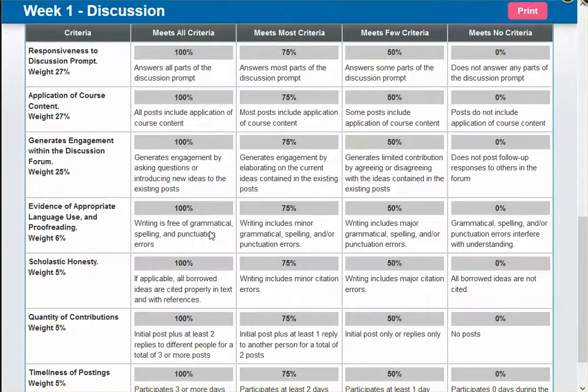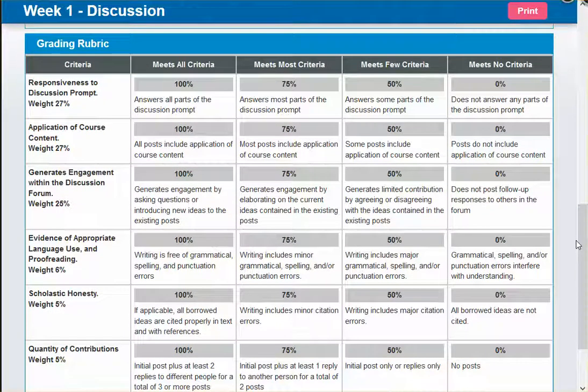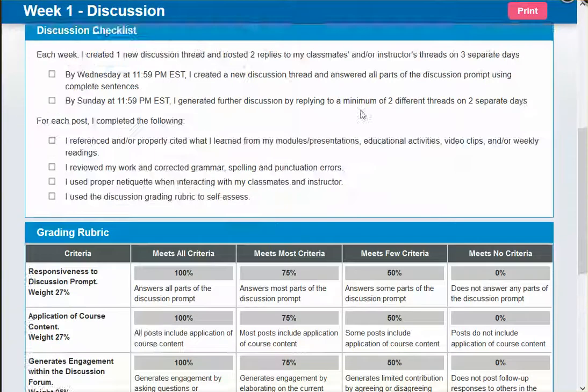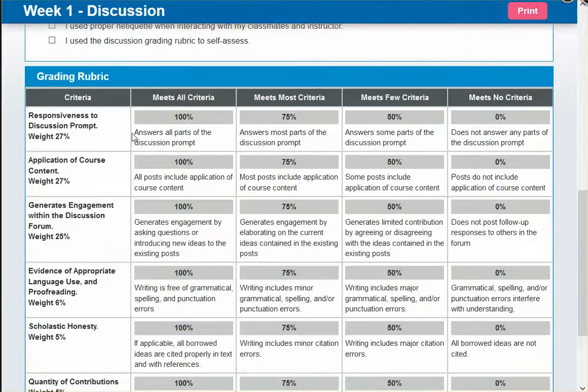So what you want to do is use this grading rubric to make sure that you're meeting all of the criteria to get full participation points in each area. So the first one is responsiveness to discussion prompt. Are you answering all of the discussion prompt, most of it, some parts of it, or are you not answering any parts of it? Your answer to that initial discussion prompt, and remember it's up here in the discussion prompt, is what this part of the grade is based off of.